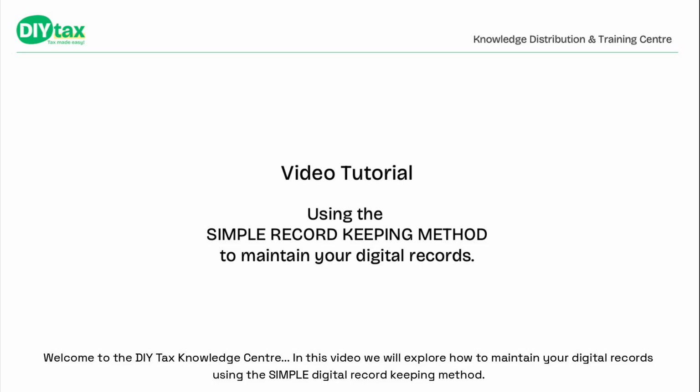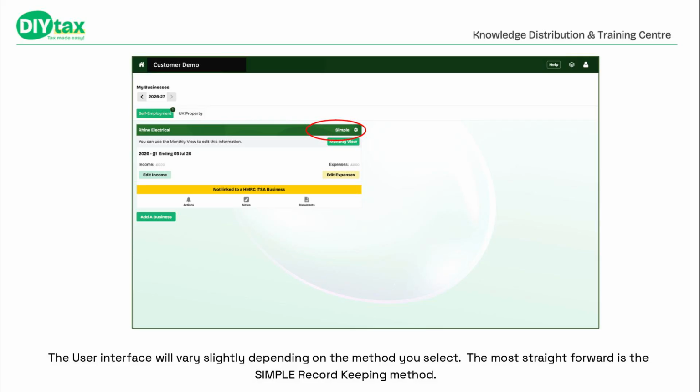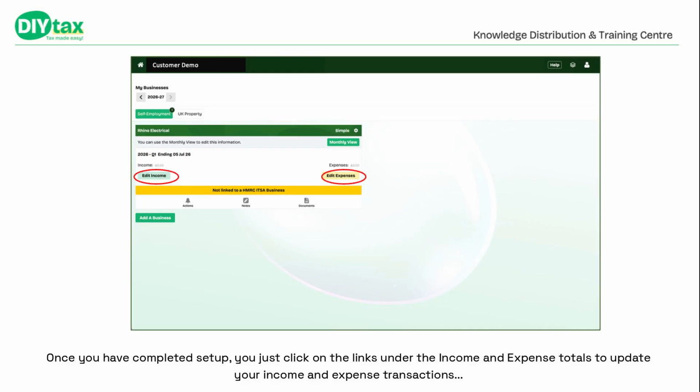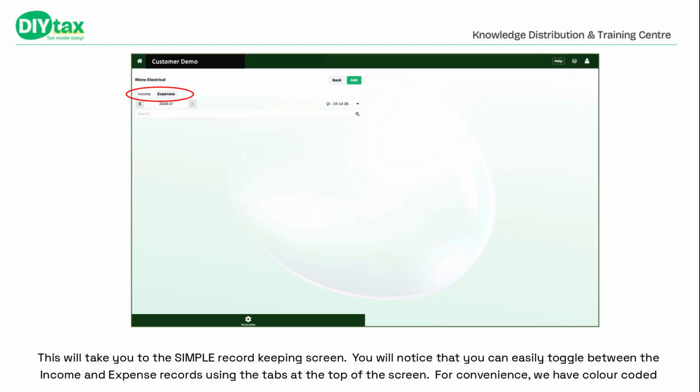In this video we will explore how to maintain your digital records using the simple digital record keeping method. The user interface will vary slightly depending on the method you select. The most straightforward is the simple record keeping method. Once you have completed setup, you just click on the links under the income and expense totals to update your income and expense transactions. This will take you to the simple record keeping screen.